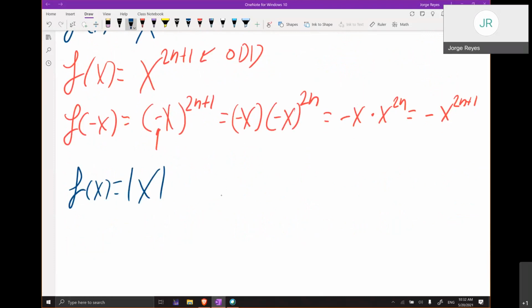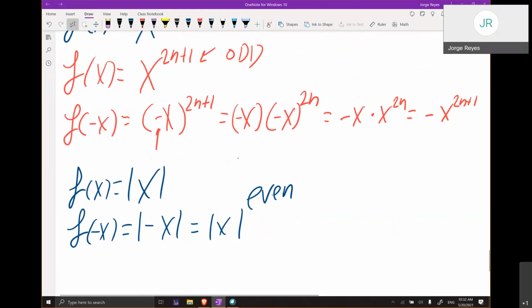Absolute value of x, when I plug in a negative, nothing happens, right? Because that's how absolute value works, so it's also even. And if you look at the graph, it's a V, which is also symmetric around the y-axis. So it makes sense that this is even, okay?